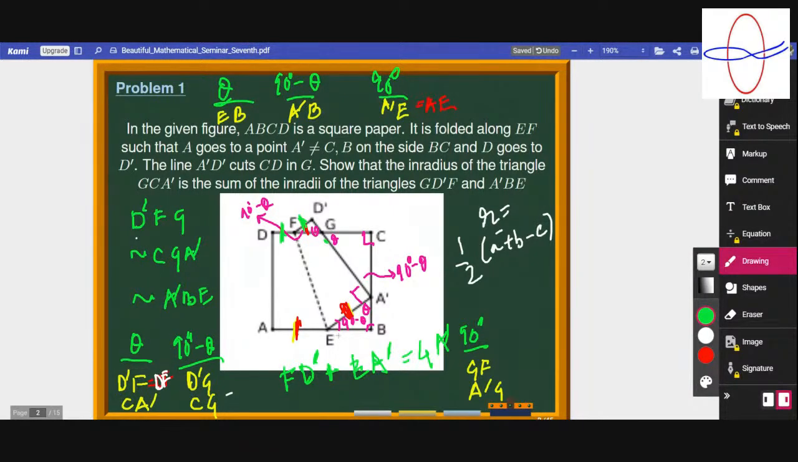E A dash is equal to AE. So how can it be equal to G A dash? Can you tell me somehow? Why do you think it's equal?